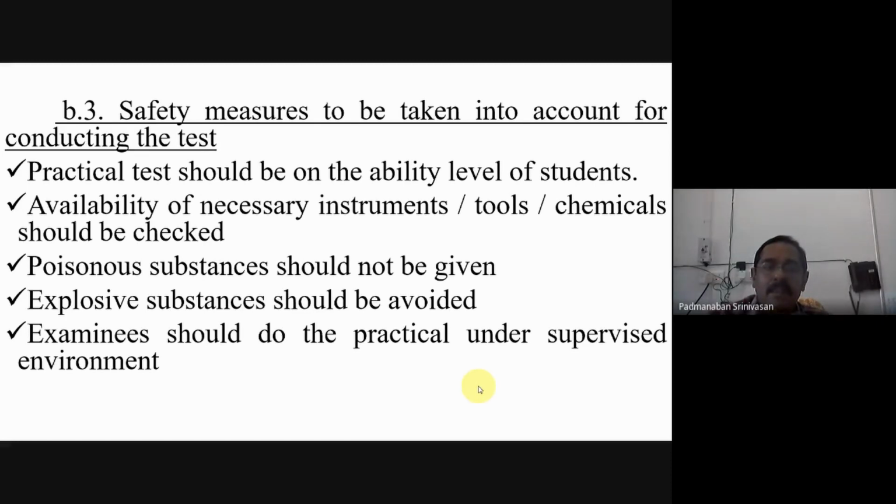And then the last safety measure. As I said while discussing, whenever we use all these things, the examinees will be under the supervision of a faculty. If there are poisonous substances, and generally for practicals, normally 2 people will be there. For theory, 1, and if practical is there, generally 2 faculty will be there for supervision. So to the possible extent, it has to be supervised. So these are the 5 safety measures for a practical question.